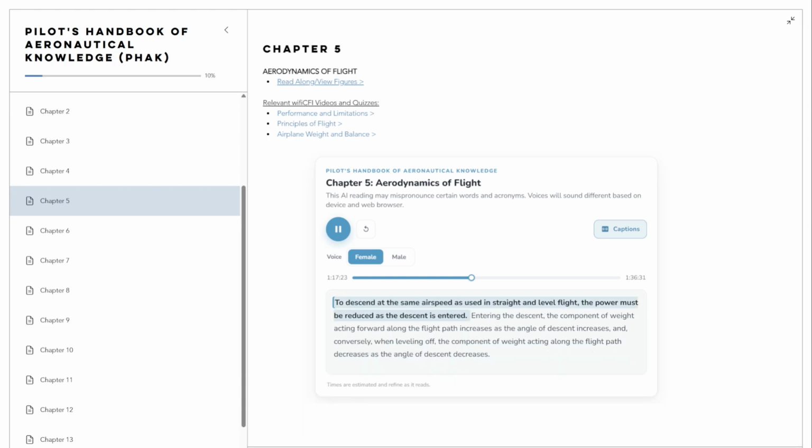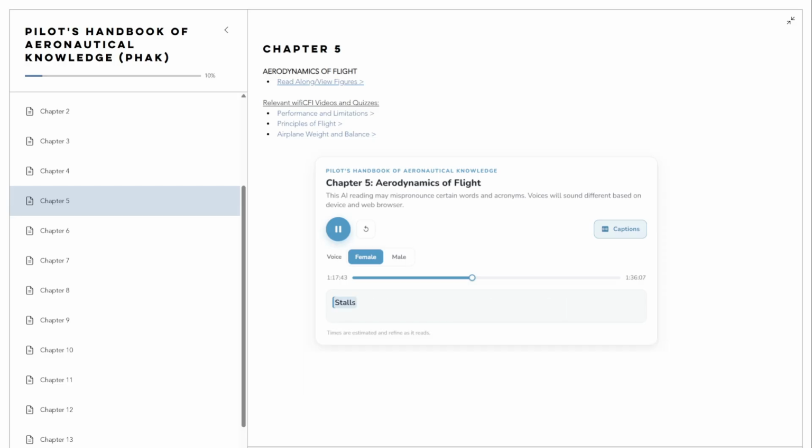To descend at the same airspeed as used in straight and level flight, the power must be reduced as the descent is entered. Entering the descent, the component of weight acting forward along the flight path increases as the angle of descent increases, and, conversely, when leveling off, the component of weight acting along the flight path decreases as the angle of descent decreases.